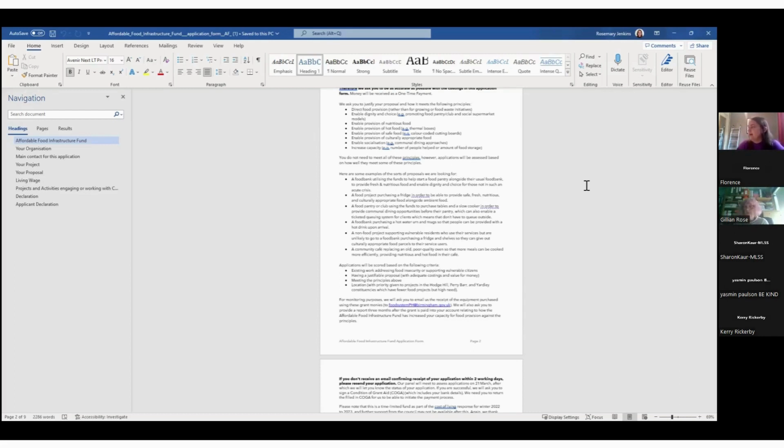And then here are some other principles. So enable dignity and choice. That might be, for example, promoting a food pantry or club and social supermarket models.